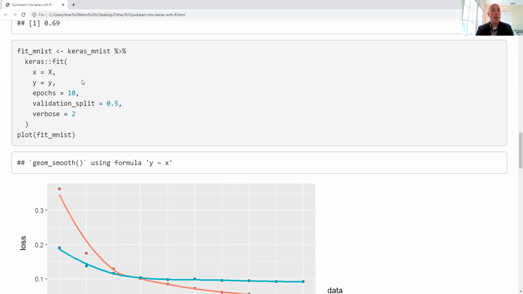All right, so now let's go ahead and fit our model to our data. I'm going to take my model structure and pass it to the fit function in keras. I'm going to specify my training data, my target values, the number of epochs, and I like to do a 50-50 validation split. That's just my preference. Other people prefer 70-30. And verbose is how much information I want printed back to me so I will know what's going on. And then I want to plot to see what's going on.